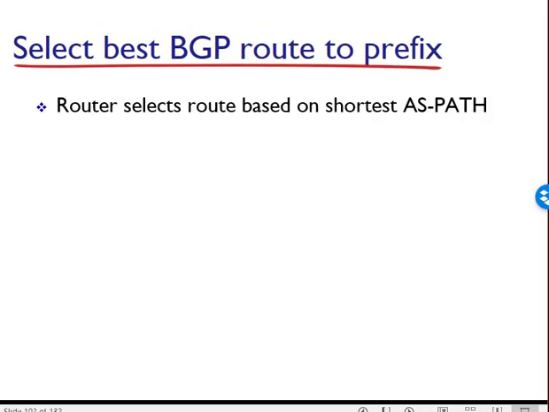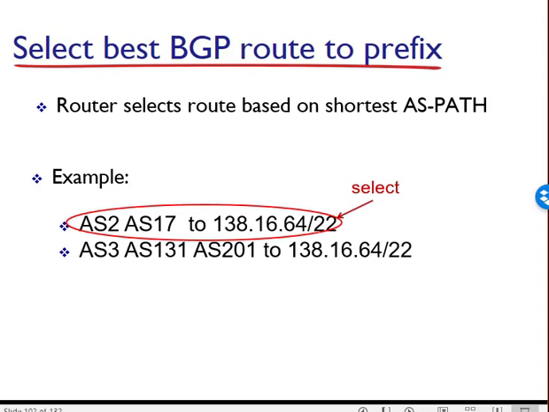From the remaining routes, the route with the shortest autonomous system path is selected. If this rule were the only rule for route selection, then BGP would be using a distance vector algorithm for path determination, where the distance metric uses the number of autonomous system hops rather than the number of router hops.